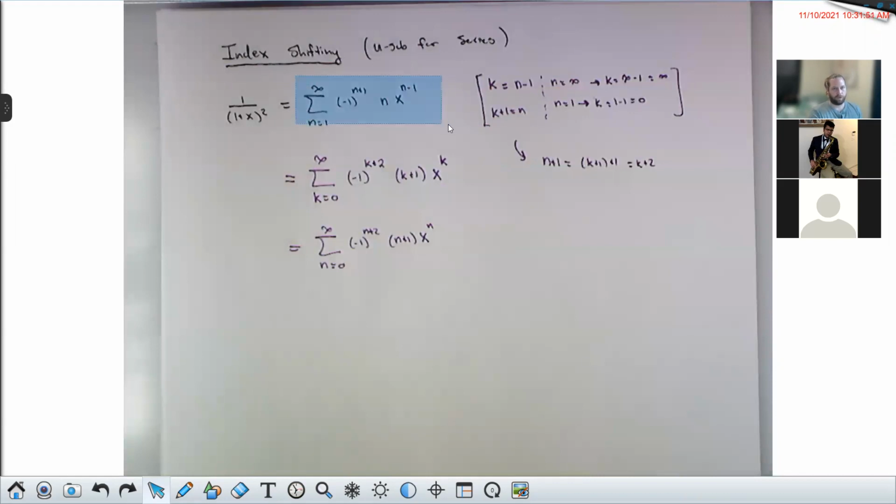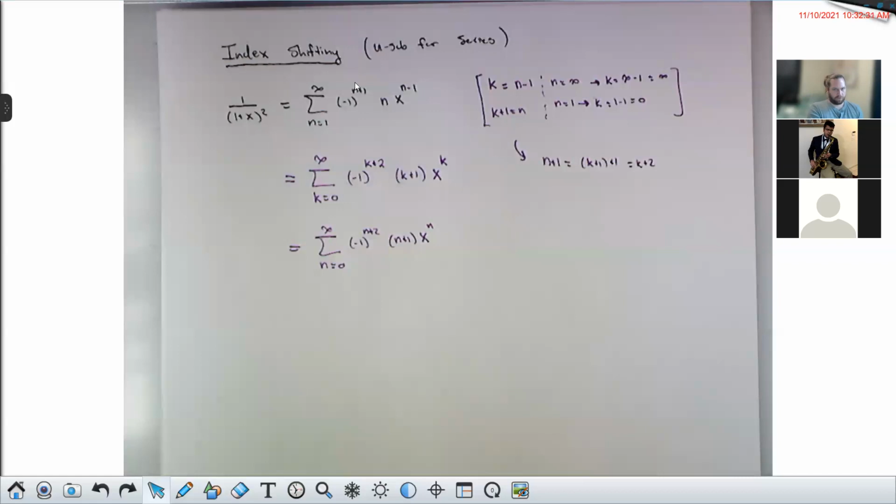The idea is I could relabel this series with anything. I could call this sigma j from 1 to infinity, negative 1 to the j plus 1, j x to the j minus 1. The label name doesn't matter. This is the index shift. And then going from here to here, the symbol you use doesn't matter. So you can go back to calling it n if you want, or you could leave it as k. When I do this stuff, honestly, I leave it as k. It just feels better to me because I'm not overloading the variable n to mean multiple different things.